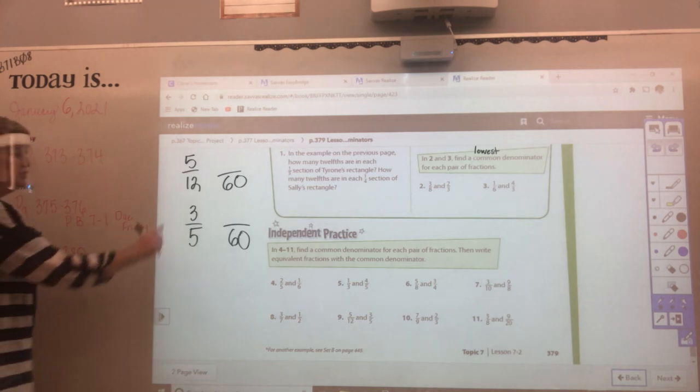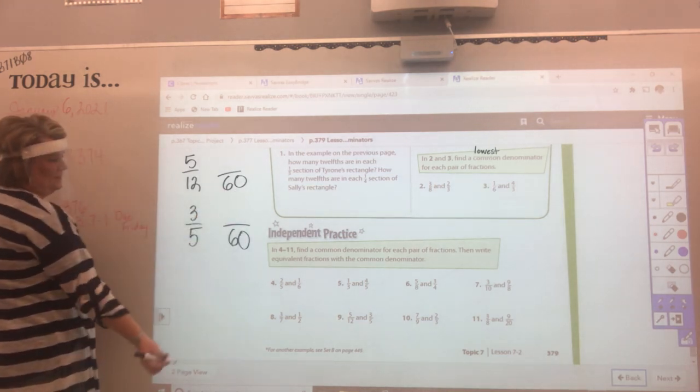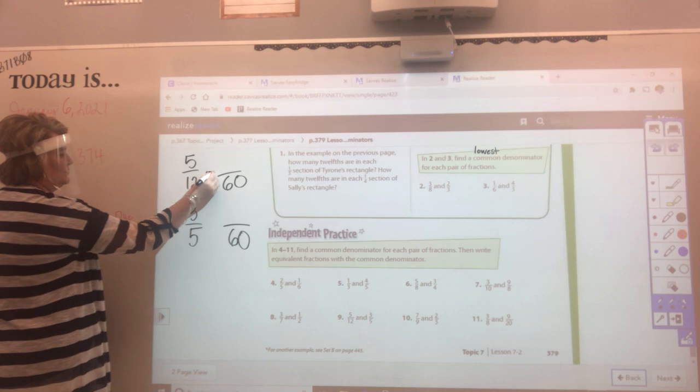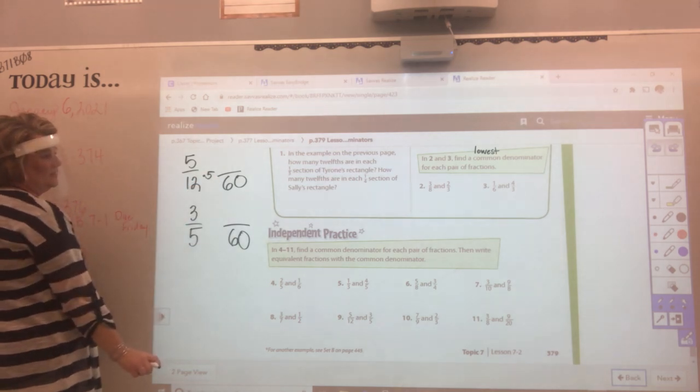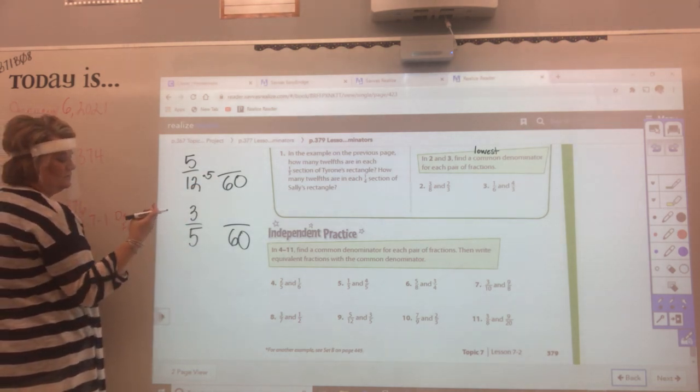What did we just multiply times 12 to get that 60? 5. So if we multiply the bottom times 5, we have to do the same thing to the top. 25.